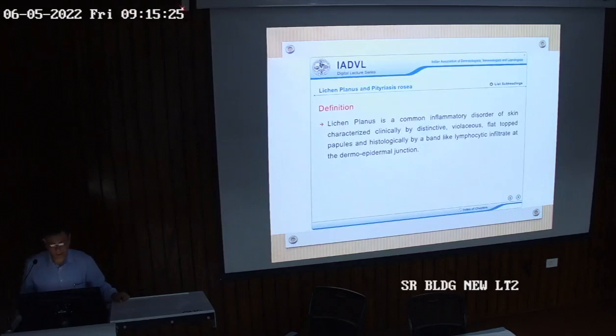So coming to the definition of lichen planus, each and every term is important in the definition. It's a common inflammatory disorder of skin characterized clinically by distinctive violaceous, flat topped, mostly papular lesions. Violaceous is a very important term. Flat topped is another important diagnostic criterion. Usually papules are mountain shaped or bumped up, but this is flat on the top like a valley. Sometimes the papules coalesce to form plaques, and histologically there is a band of lymphocytic infiltrate at the dermoepidermal junction. This is beyond your comprehension, but it's a very important diagnostic finding.